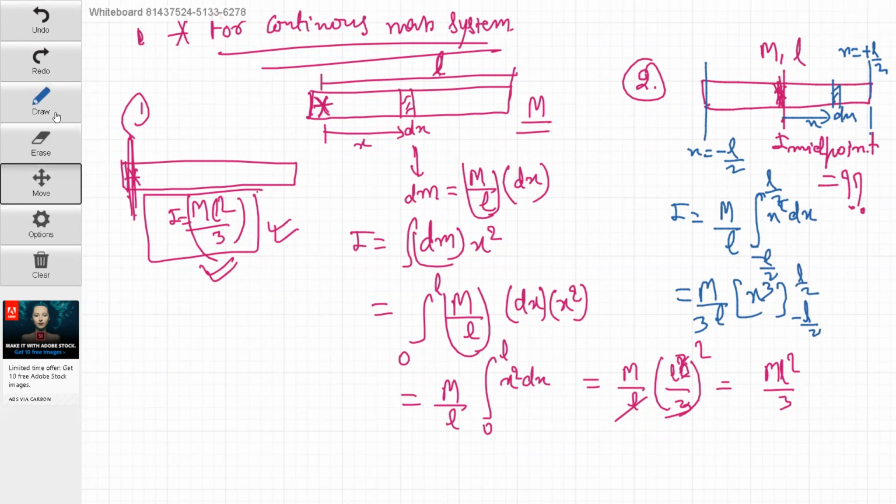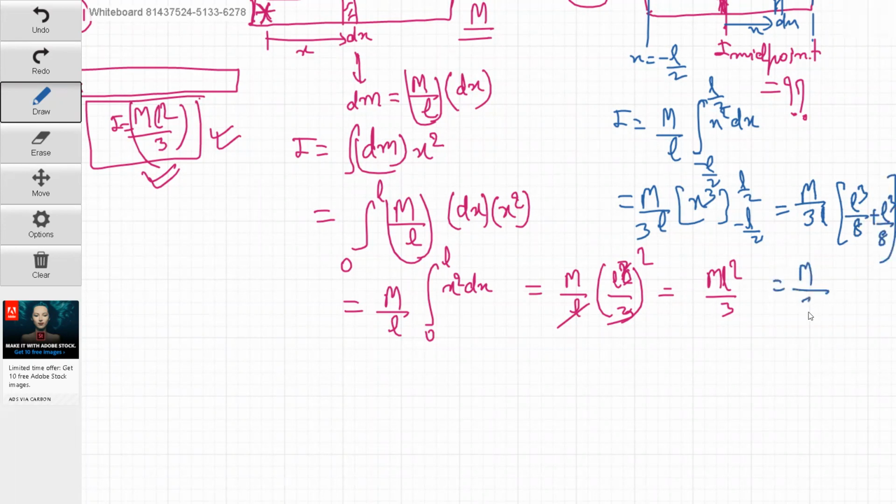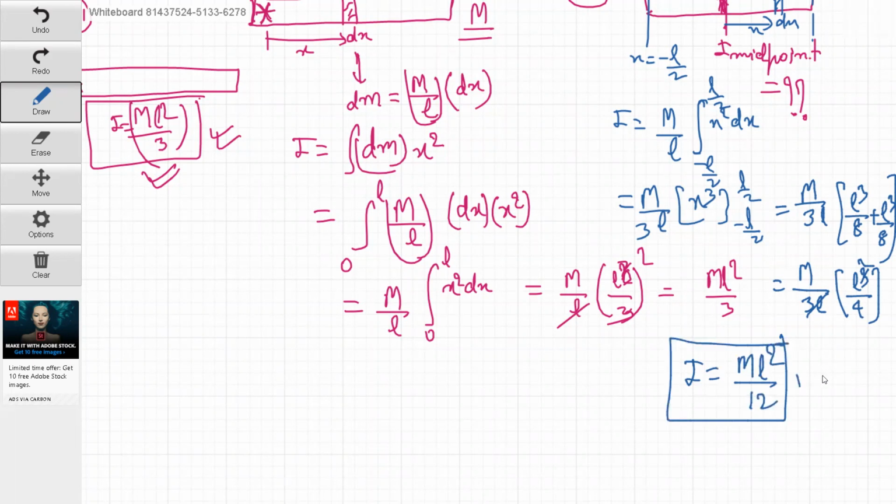So if you calculate it, you get M by 3L into L cube by 8 plus L cube by 8. That is equal to M by 3L into L cube by 4. This is L square, so the moment of inertia is equal to ML square by 12. Is this all right? This is ML square by 12.